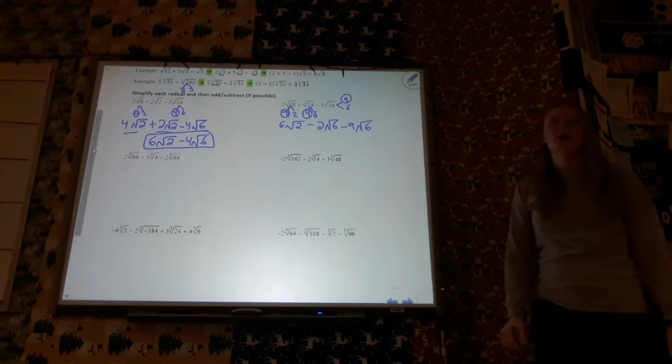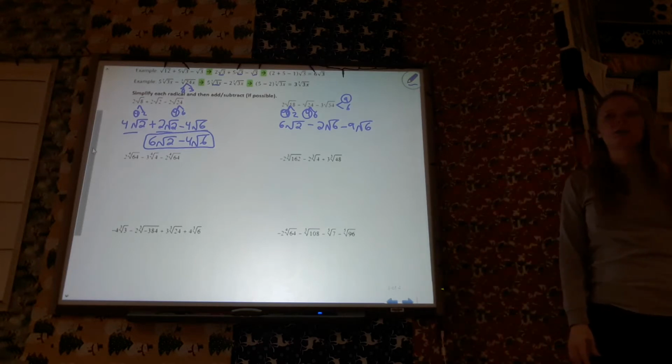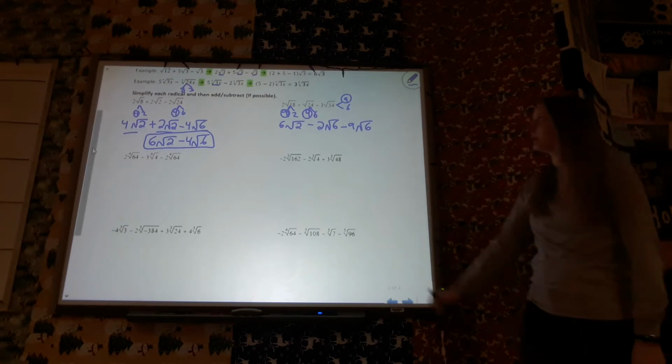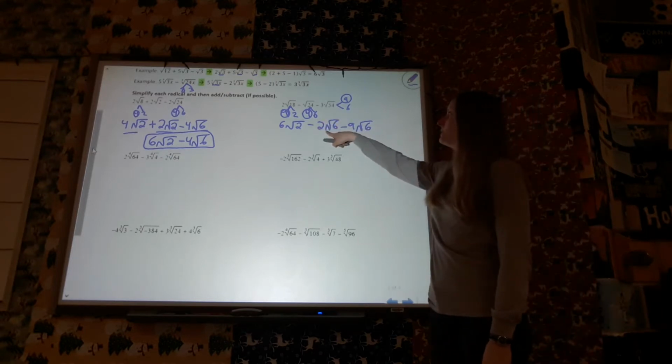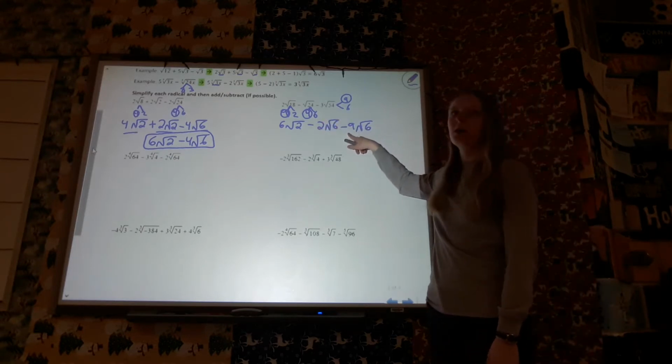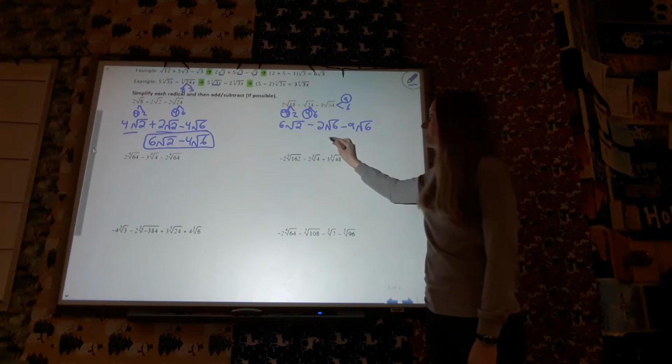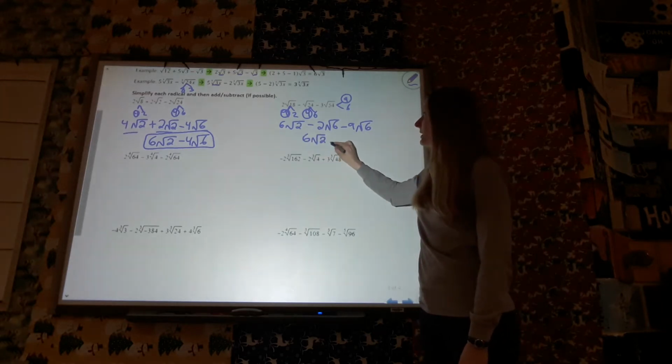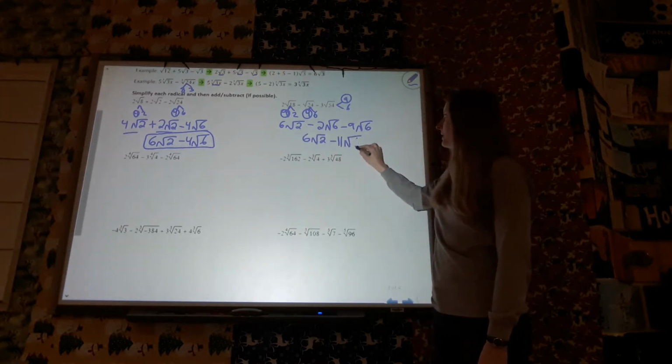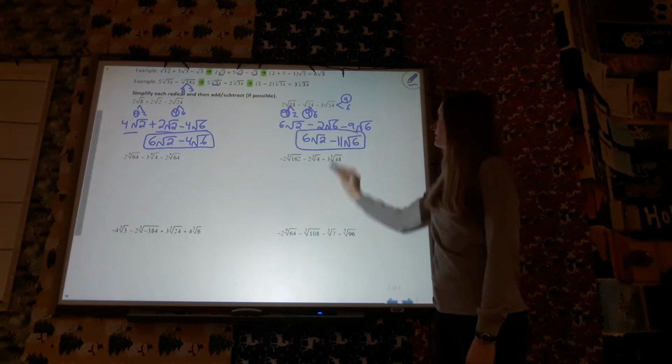Alright, so do we have any terms that we can combine? Yes. Which ones? Okay, so if I have negative 2 square root of 6's, and then I subtract 9 from that, negative 11. So the 6 root 2 stays, and then I have negative 11 square root of 6.